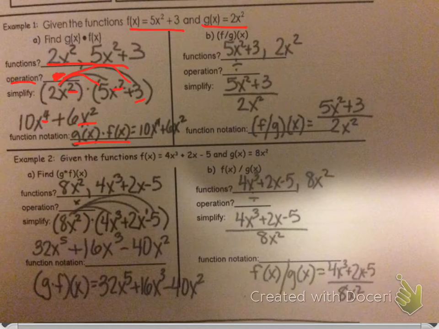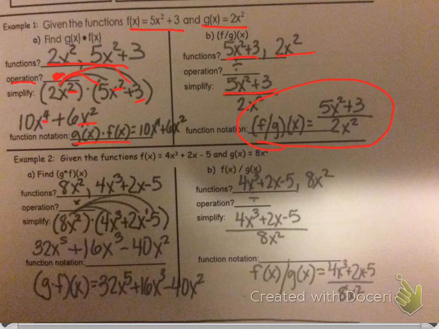F divided by g of x. So right here we're going to divide f of x by g of x. So we divide 5x squared plus 3 by 2x squared. Operation division, so we divide those. 2 won't go into 5. And x squared. So therefore we cannot divide them. So our final answer is f divided by g of x, 5x squared plus 3 divided by 2x squared.